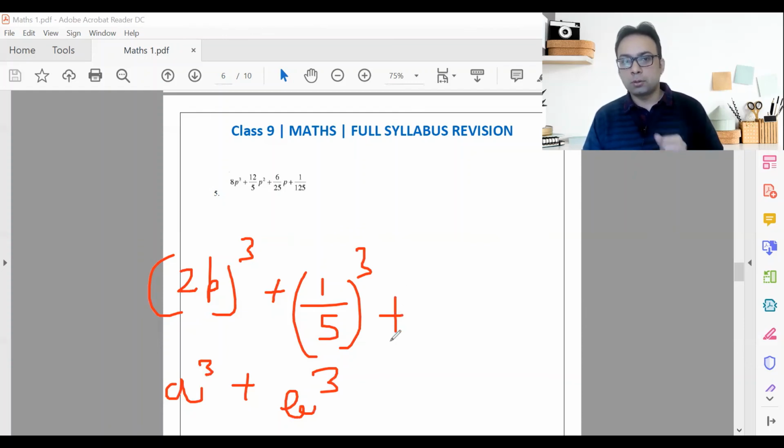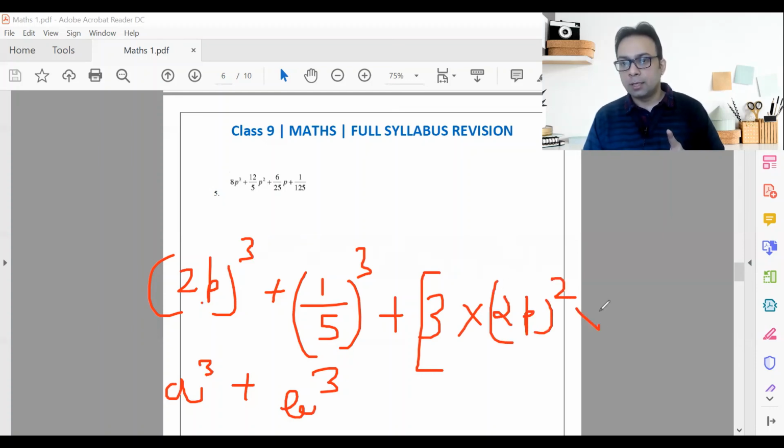Now, what about the other two terms? Let's factorize them. 3a square b. So the first term is 3 a square b. What is a? It is 2p in the brackets. So what will a square be? (2p) whole square, multiplied by b, and b is how much? 1 by 5. Now if you open this bracket, you will see that it is directly equal to 12p square upon 5. So that matches with the answer also. 4p square into 3, 12p square upon 5.